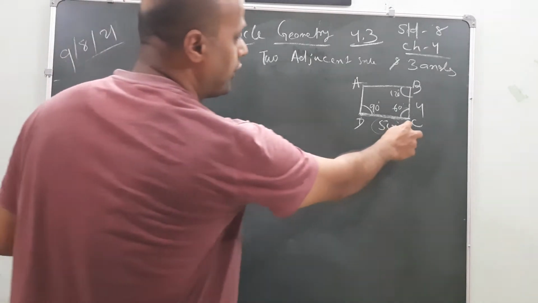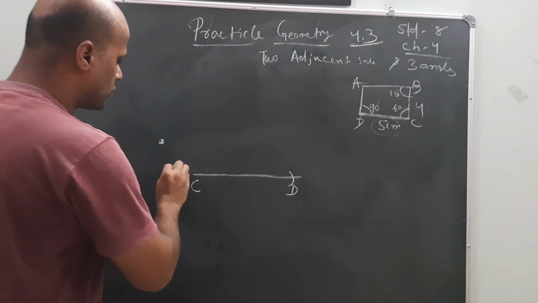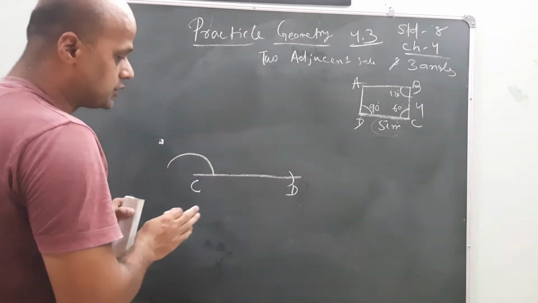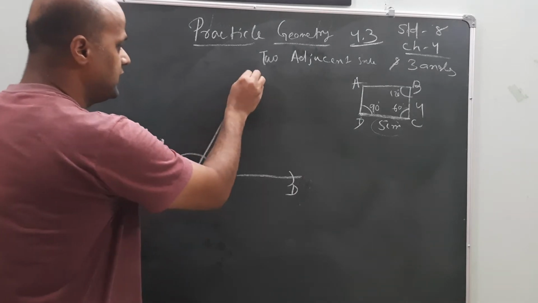From point C. How many degrees is it saying? 60 degree. Now draw it. Because it is an acute angle, it will come inside, towards D. Okay, 60 degree. Draw it and extend the line.